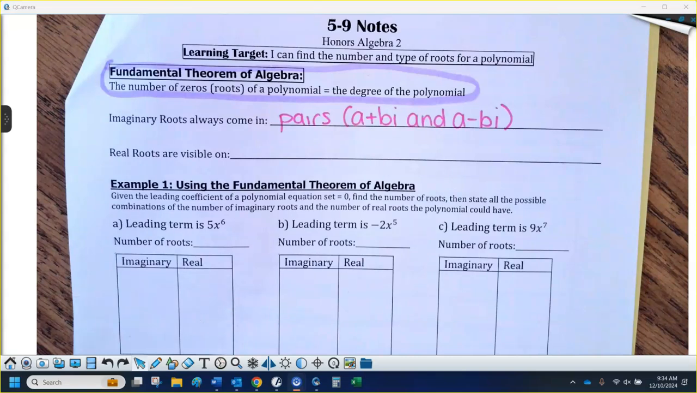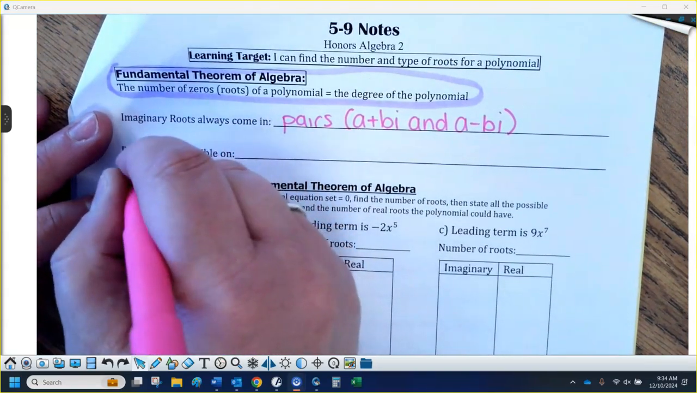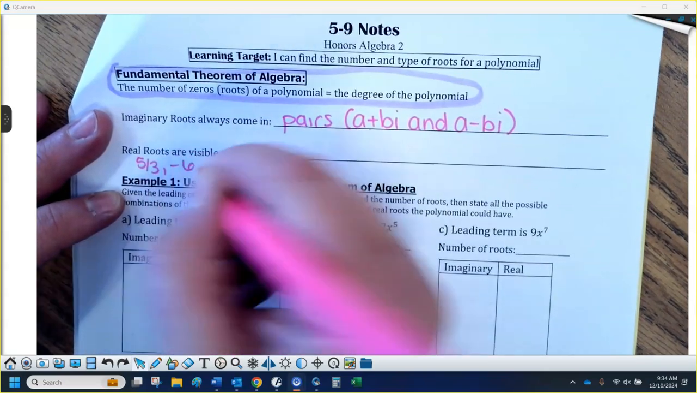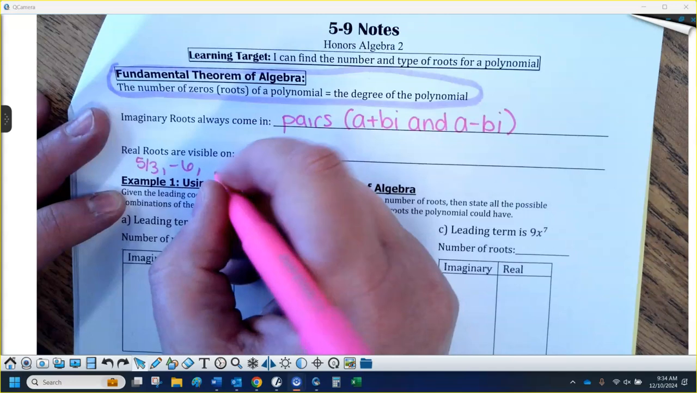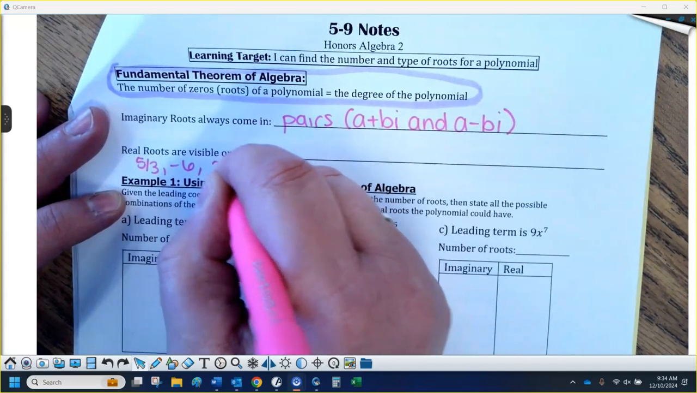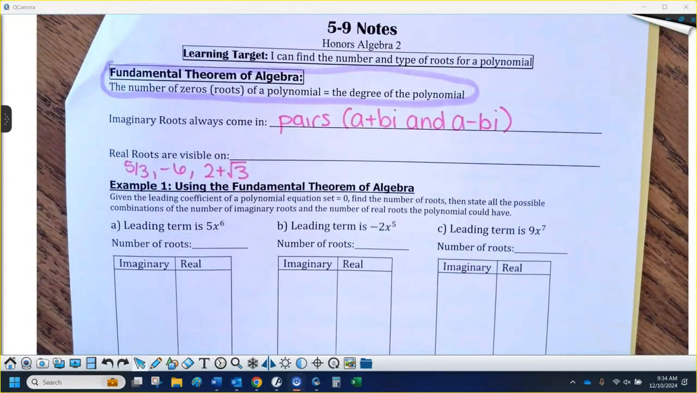If you have a real root, just to give you an example, you could have something like 5/3. You could have -6. Maybe you have a nasty irrational number, like 2 plus the square root of 3. Those are all real roots. They're real numbers. They don't have an i involved with them.